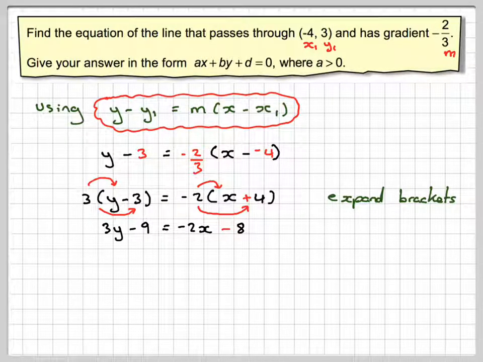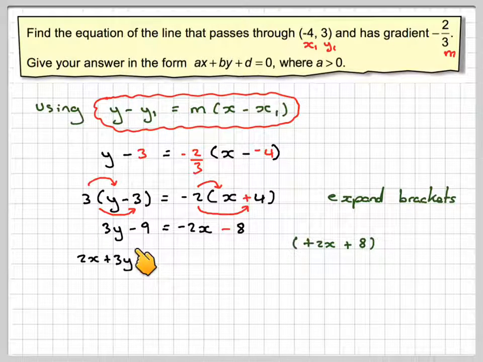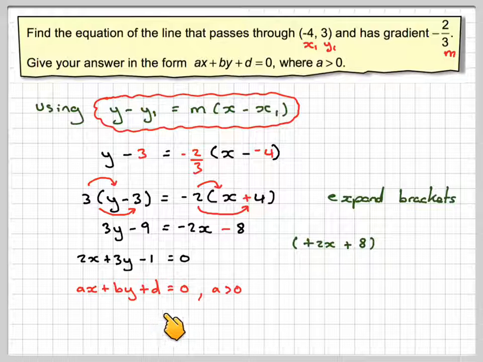And now, because we want the term in x to be positive, and we want this to be equal to 0, we add 2x and add 8 to both sides. So adding to this side, we're going to get 2x + 3y, and then -9 + 8 gives me -1, and on this side we get 0. That's now in the format ax + by + d = 0, where a is greater than 0.